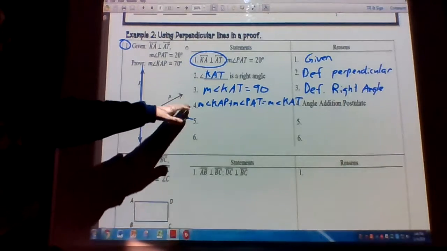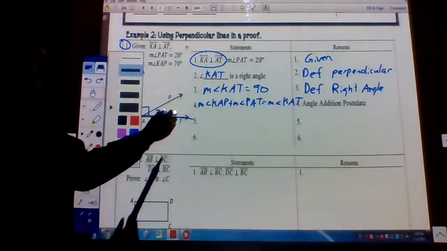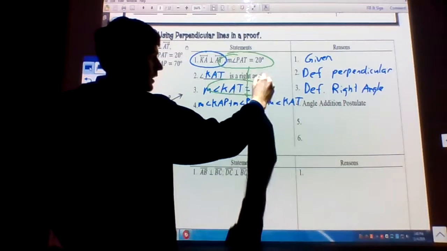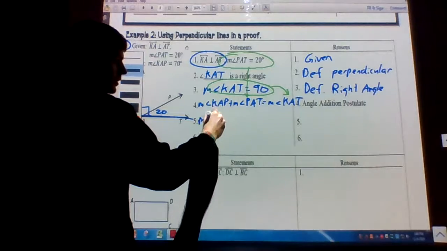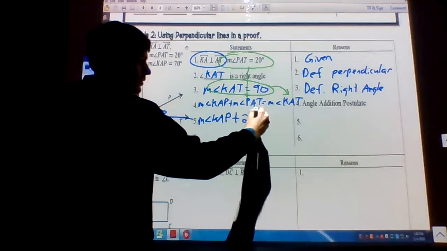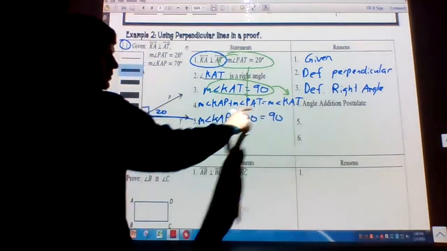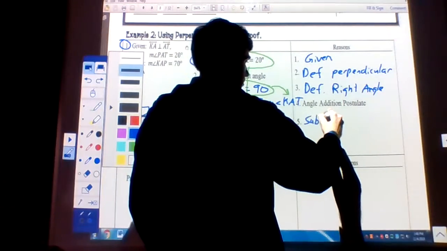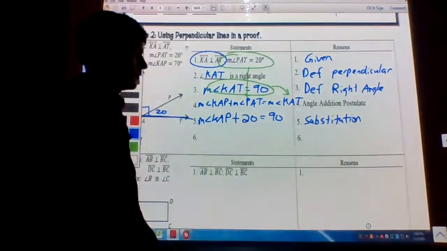From there, that's our angle addition postulate. We can substitute in what we know. We know that the measure of PAT is 20, and we know the measure of KAT is 90. So we have the measure of angle KAP, which we don't know yet, plus 20 equals 90. So 20 gets substituted in for PAT, and 90 gets substituted in for KAT. That's substitution, property of equality.